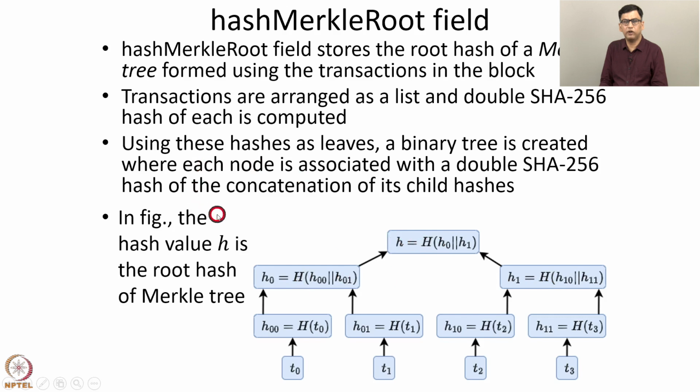In this figure, the hash value h is the root hash of the Merkle tree. For a particular block, consider the transactions in the block. These are all placed such that they are the leaves of a binary tree, and then we keep on computing hashes in this manner. And when we get to the root of the tree, the hash value that we have computed for the root of this tree, that is the root hash of the Merkle tree, and that is the hashMerkleRoot field that is stored in the block header.